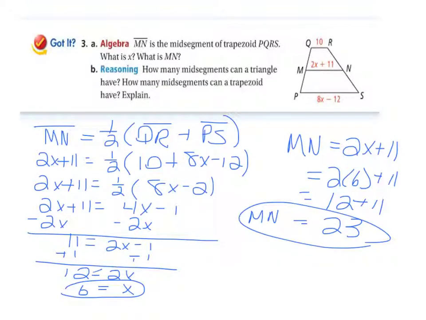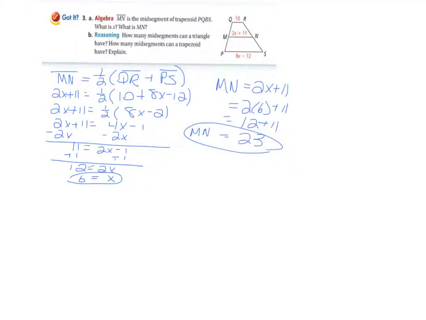All right, hopefully you did the exact same thing as we did before. MN is equal to half of the sum of the other two bases. So we got x is equal to 6, and the other question is, what is MN? I just plugged it in and got 23. B says, how many mid-segments can a triangle have, and how many mid-segments can a trapezoid have? And explain. Okay, for a triangle, a mid-segment connects the midpoints. So what if we had this midpoint and this midpoint, or we have this midpoint and this midpoint? So for a triangle, you've got 3.